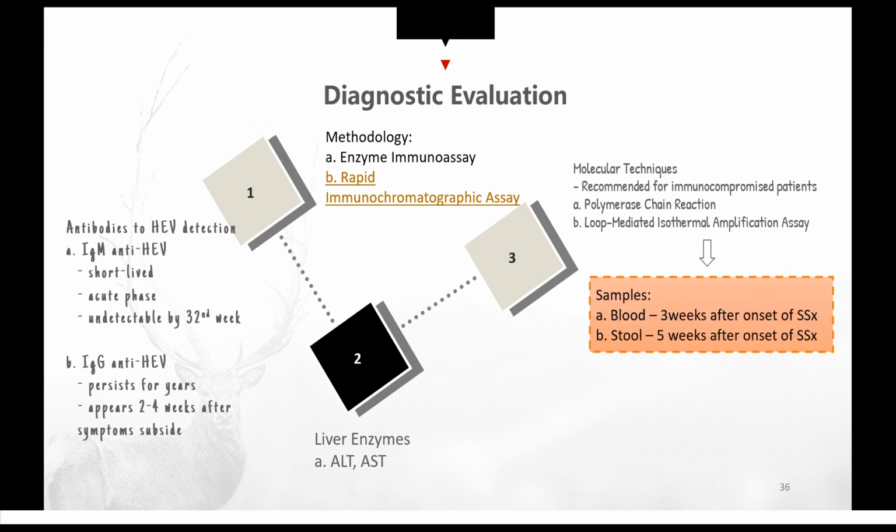So, the samples that may be used are blood or stool. Remember that there is viral shedding in the feces. So, the virus may be found in the stool. Therefore, we can use the stool to detect the presence of the virus. Okay? But the most common is the blood, and blood is used if the infection is in its early phase.